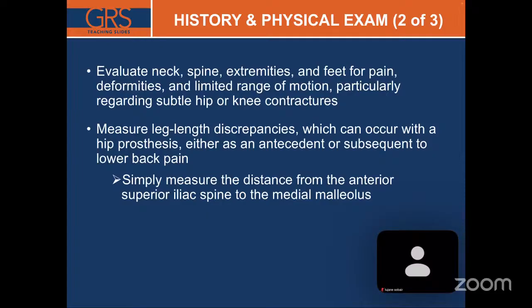This leg length discrepancy is simply measured from the anterior superior iliac spine to the medial malleolus. So identifying these musculoskeletal factors helps us understand the mechanical contributors to gait impairment, and it also guides us towards targeted interventions to help with the gait impairment.